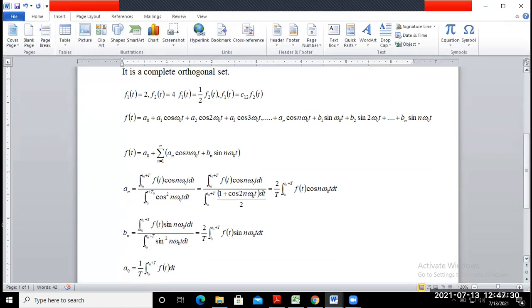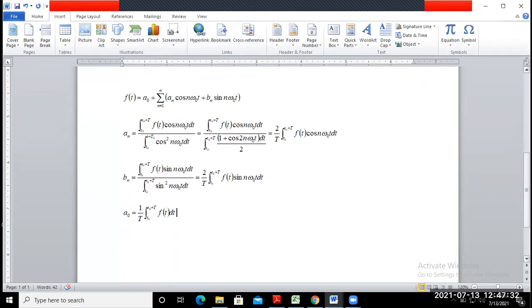So this is the representation of the Fourier series and their coefficients. Okay, so today we stop here, and in the next class we will discuss another topic.